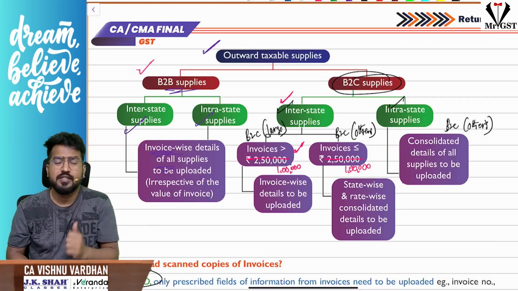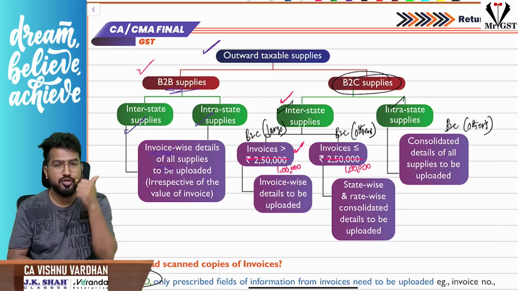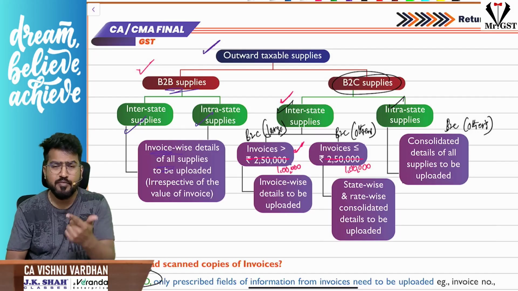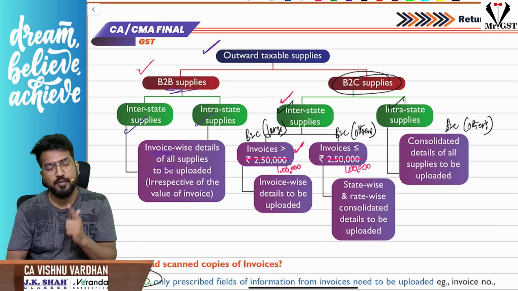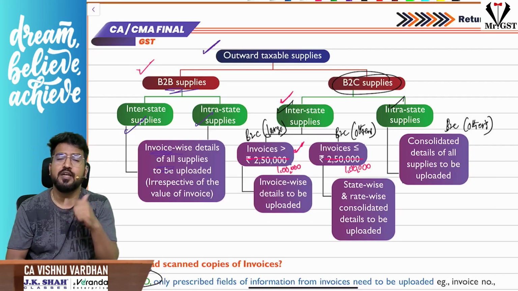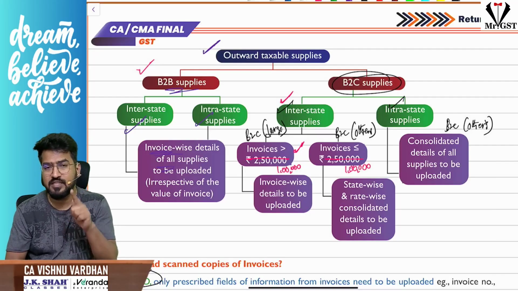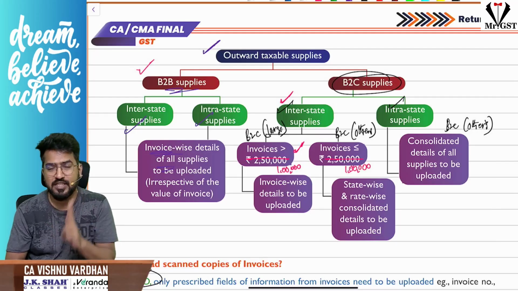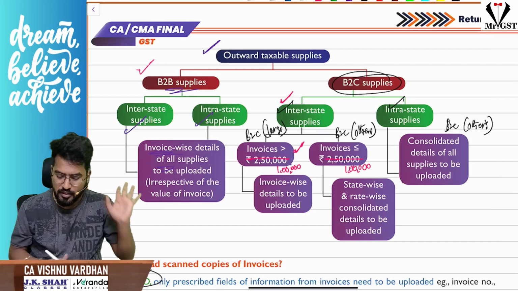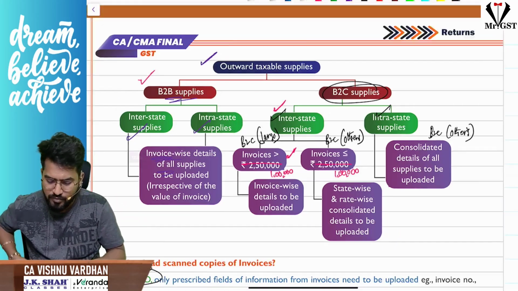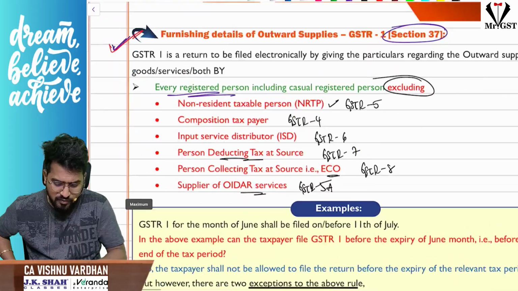I repeat, sir, invoices in GSTR1: B2B you should report invoice wise. B2C large you should report invoice wise. B2C large means interstate B2C supplies value greater than 1 lakh. B2C others consolidated state wise, rate wise you should give. Okay, that is the concept. Clear? Now, coming back to the point, sir, for whom is GSTR1 applicable?